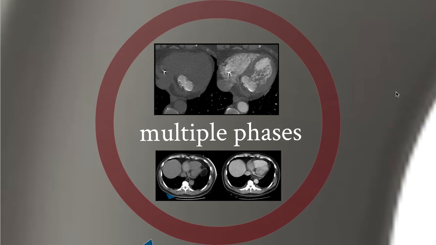Here's a different case, but very similar. We see something bright pre-contrast, and this is at the level of the mitral annulus. So this is massive mitral annular calcification, which doesn't enhance post-contrast.